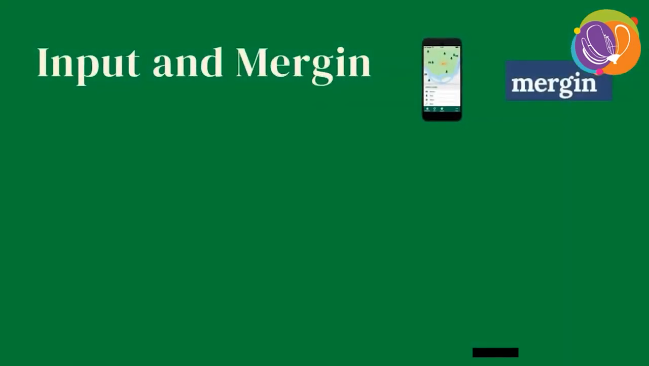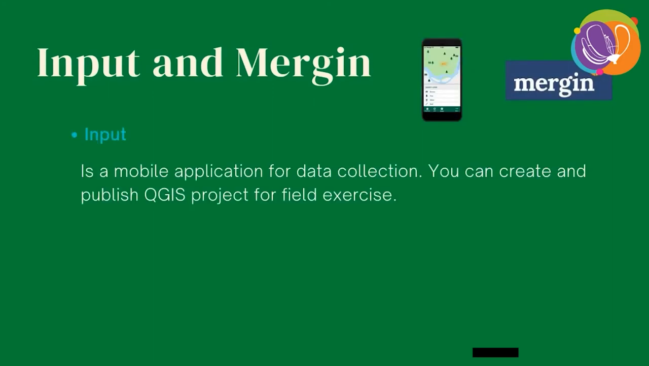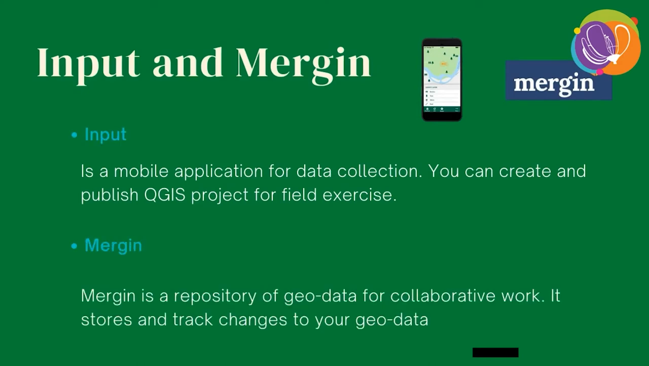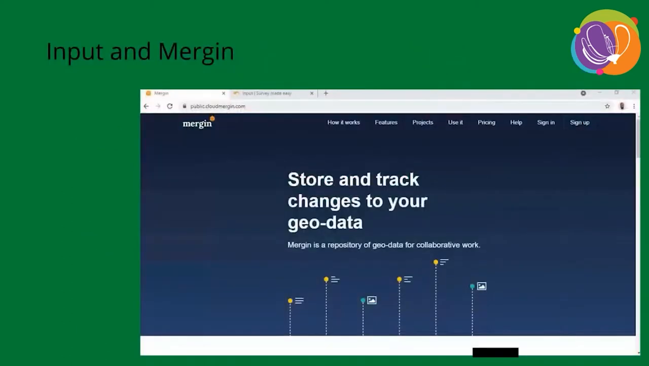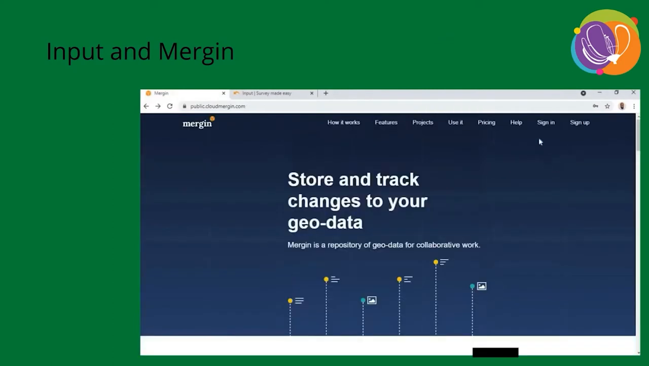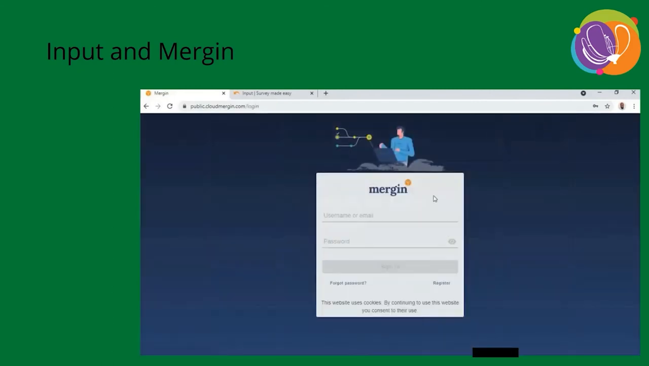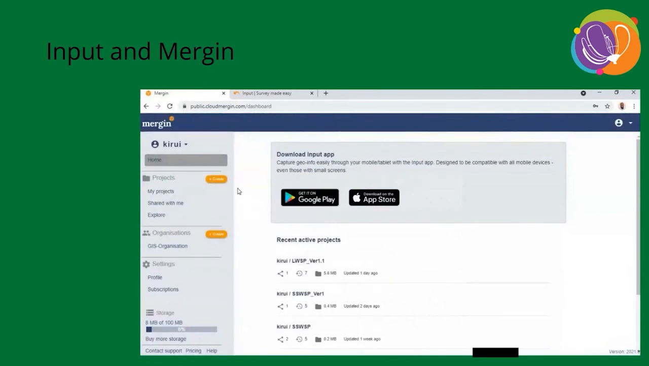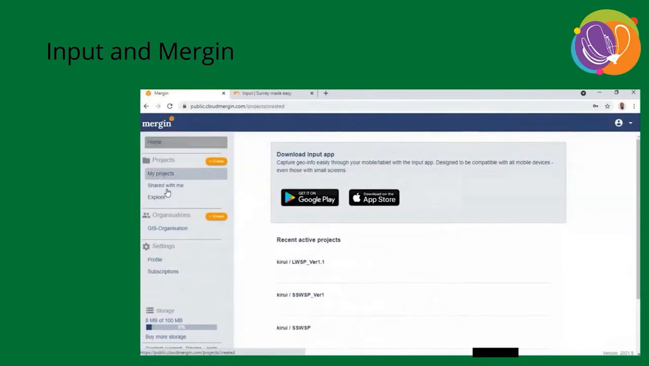I want to mention mobile apps that are useful in this process. We have Input mobile application that works with Mergin for collaborative work. You can create and publish QGIS project and track data changes. You can sign up in Mergin website for free and publish QGIS projects and download Input app on your mobile phone for data collection. All you need to do in QGIS is to add the Mergin plugin.